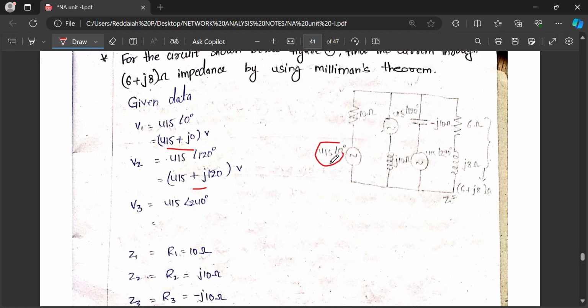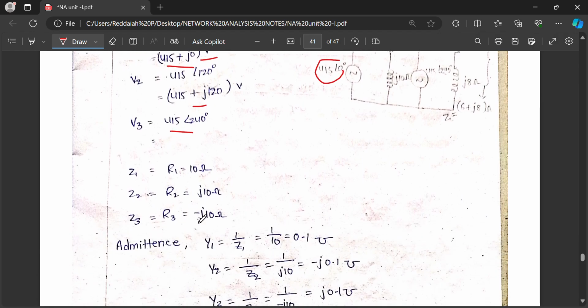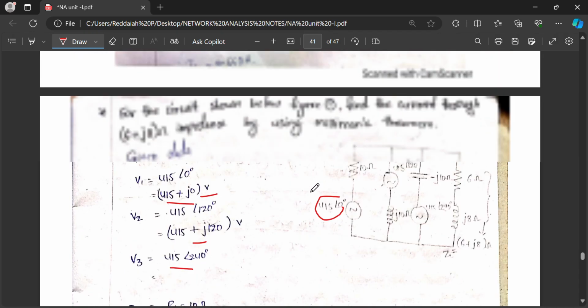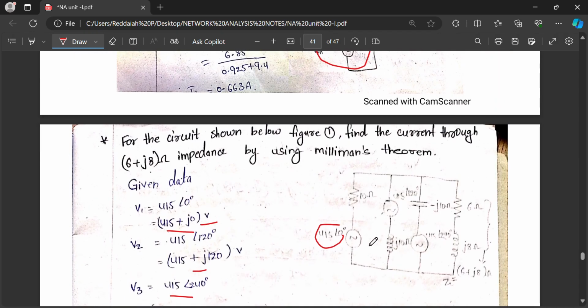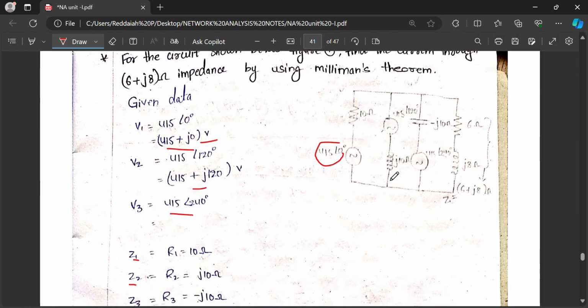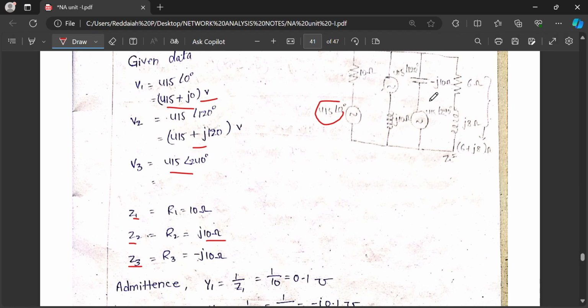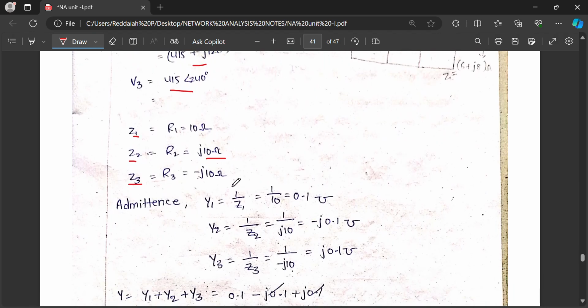Similarly, in another problem, V1, V2, V3 are given in polar form. Mostly they will give polar form. Write the rectangular form also. 415 at an angle 0 means rectangular form 415 plus J0, and similarly V2, V3. Similarly Z1, Z2, Z3, first we have to write down. Z1 is R1 only, Z2 is J10, and where a capacitor is there, minus J10 we have to consider. Why? Because in the third unit you know Z equals R plus J(XL minus XC).